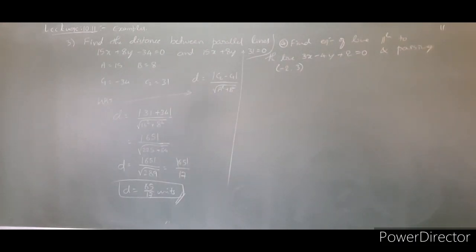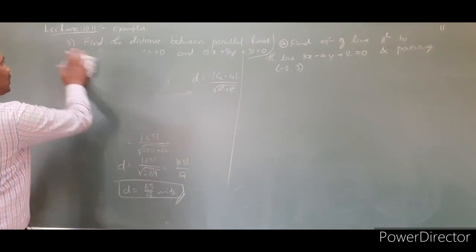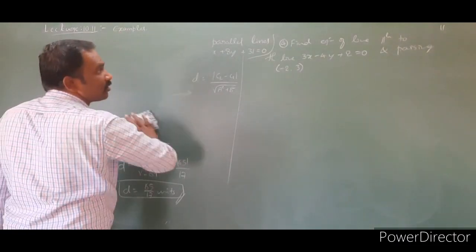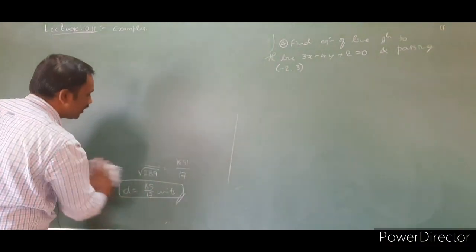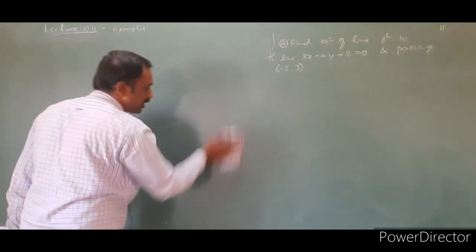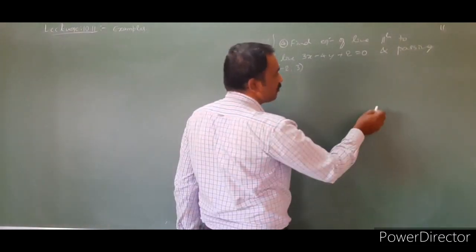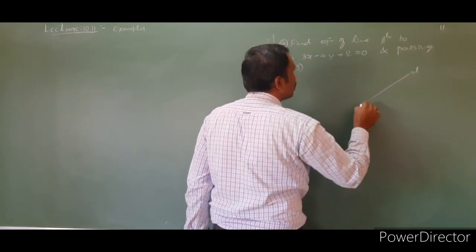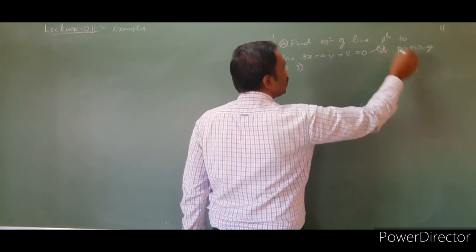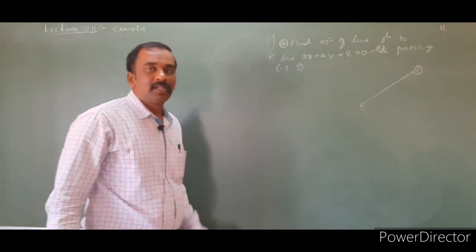How is the line described? The required line is parallel to one line that is already given. The equation of that line is given. For example, if you want a rough diagram, you can take it. Suppose this is one line. I just call this equation number 1. This is the given line.